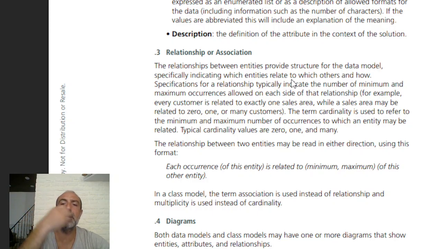The term cardinality is used to refer to the minimum and maximum number of occurrences to which an entity may be related. Typical cardinality values are 0, 1, and many. It's a one-to-one relationship. Like Tariq could have one body, he can't have more than one body. But Tariq could have more than one car, for example, so it's a one-to-many relationship. Or Tariq is not related at all to anything. That's a bit harsh.